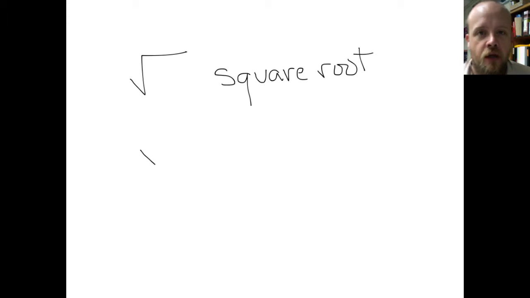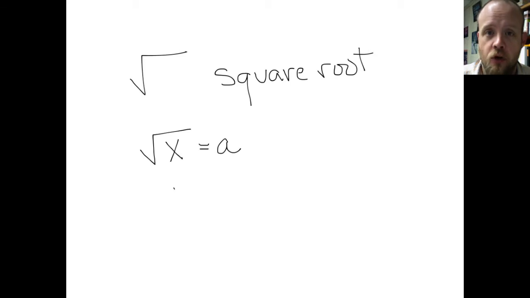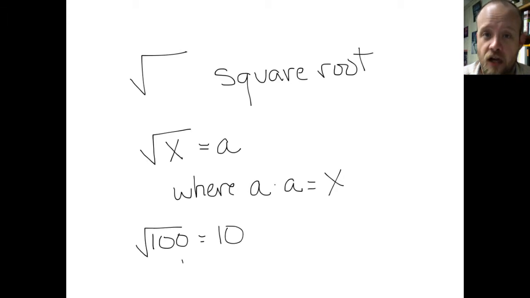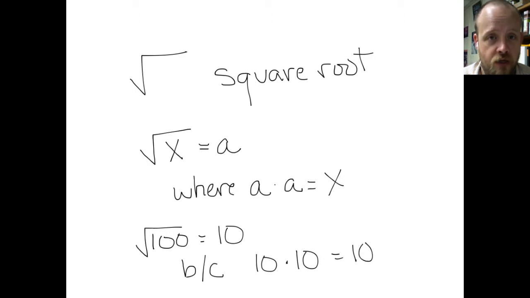Well, here you go. The square root of some value x is equal to a, where a times a is equal to x. That's sort of the mathematical definition of a square root, real quickly at least. So for example, the square root of 100 is equal to 10 because 10 times 10 is equal to 100. So that's what it means to actually take a square root. Let's look at how we can solve these.